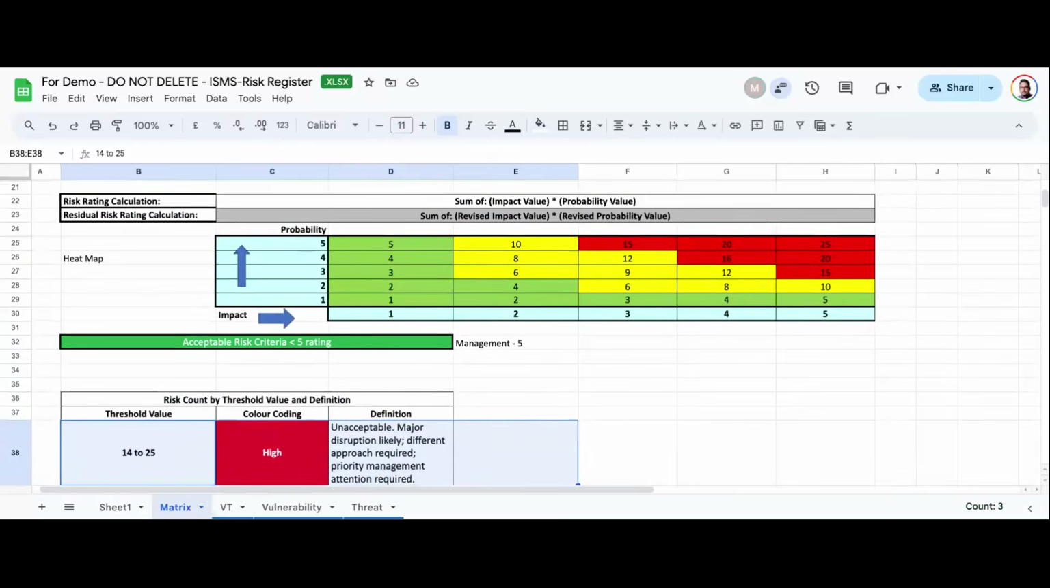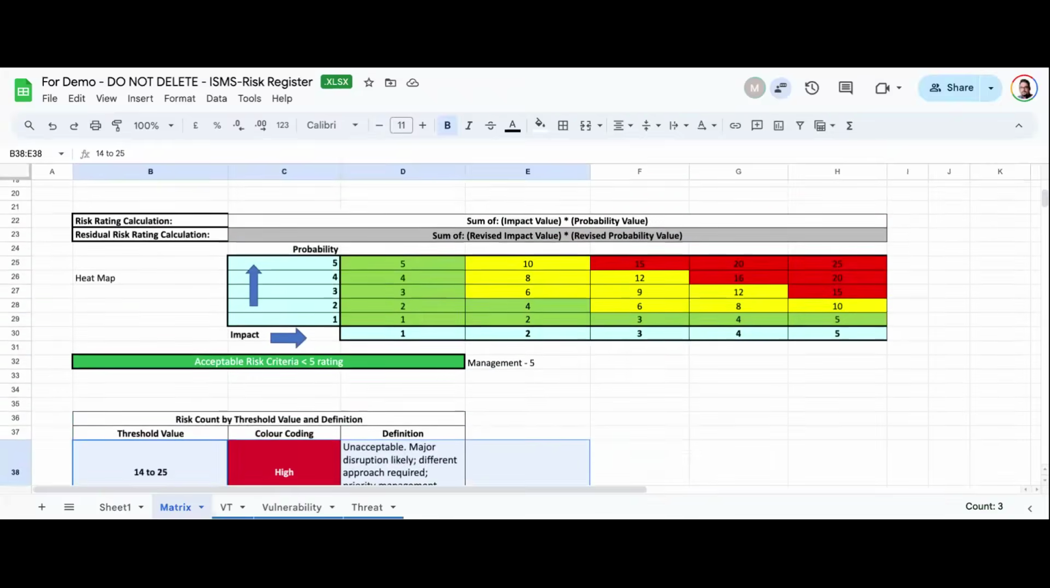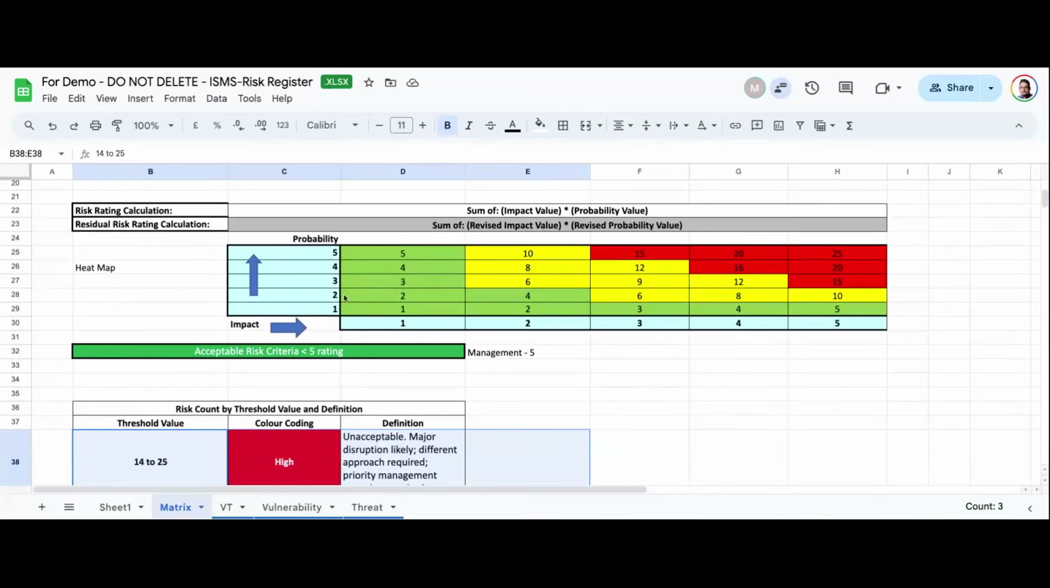Are we good till here? Because this is important. So how's the heat map created? Simple multiplication. 1 into 1, 2 is to 1, 2, 2 twos are 4. Simple. So okay, we have taken the probability.